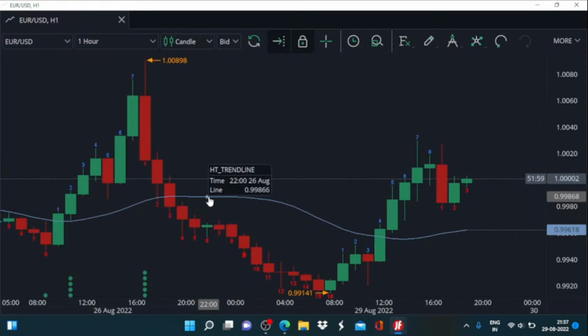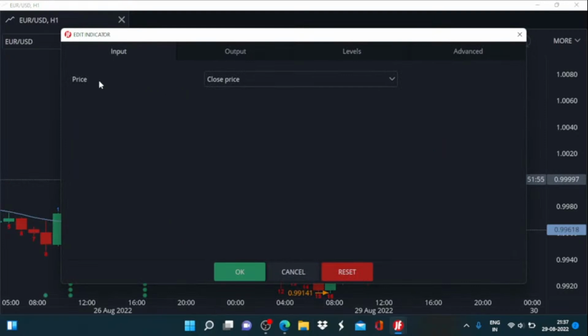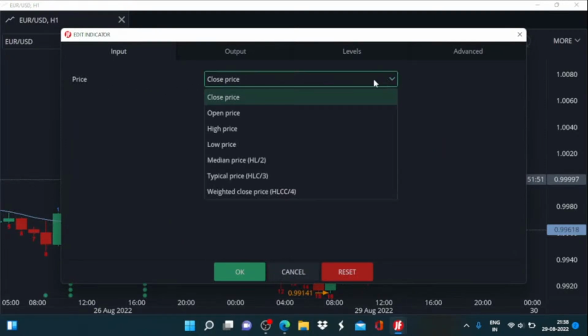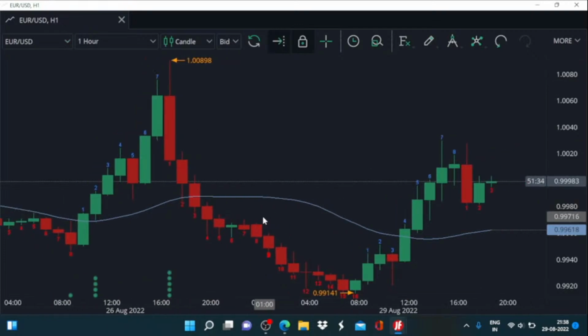So this is the HT trend line indicator with the default setup. The input is simply the closing price. We get multiple options for varying its applied price, but for the time being it is being calculated on the closing price basis. So that is the input price when we have this trend line plotted for us. This is the Euro USD chart with the hourly candle period.